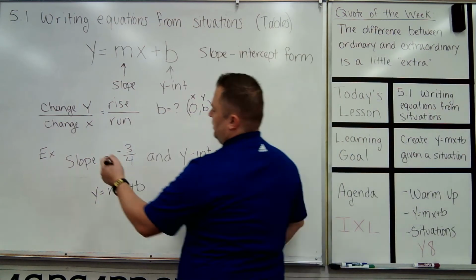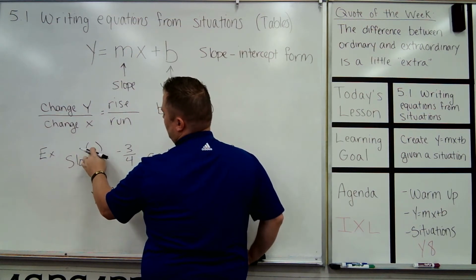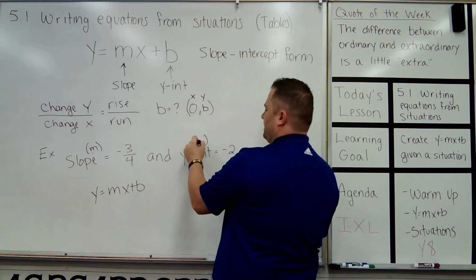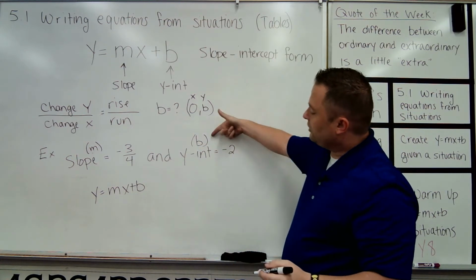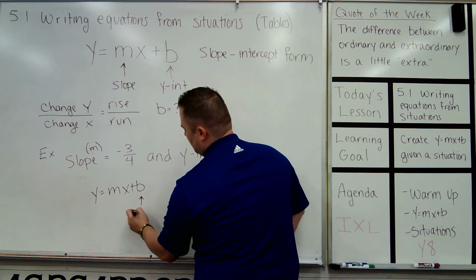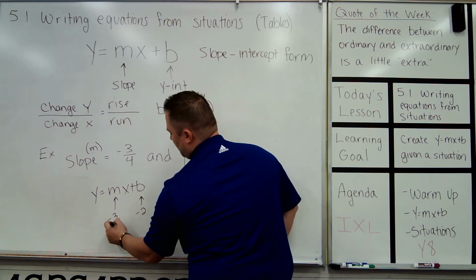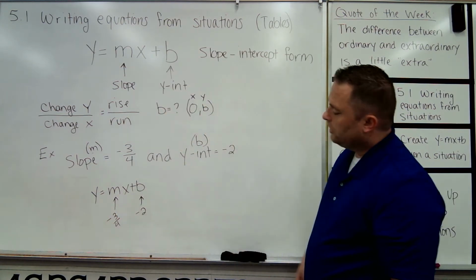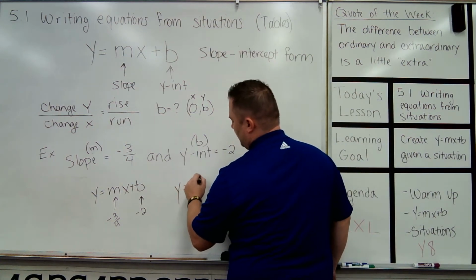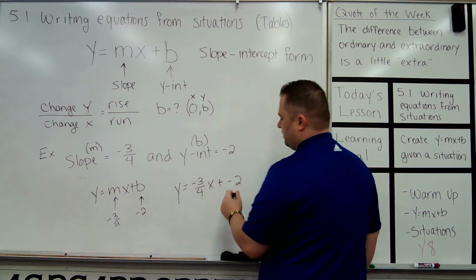Once again, the slope is still our m. Oops, I wrote b, but it's actually m. The slope is m, and the y-intercept is b. When they're giving us the y-intercept, what they're actually giving us is our b. So we can think of this as -2, and we can think of the m as -3/4. So if we're going to rewrite this, y equals -3/4x plus a -2.